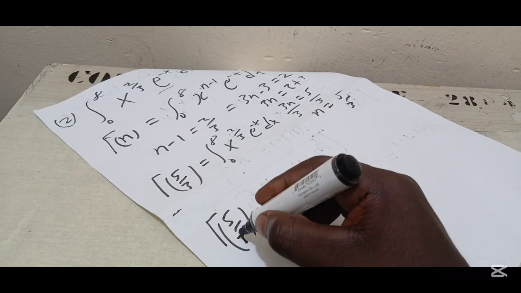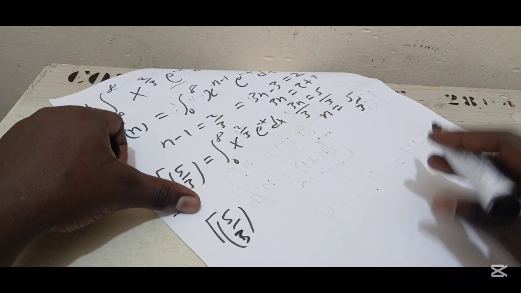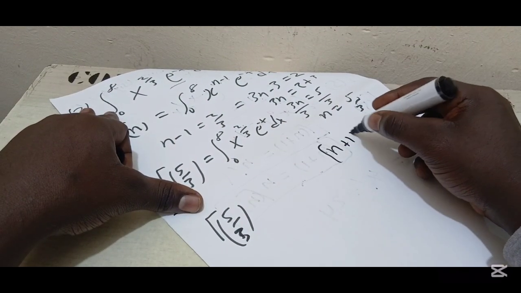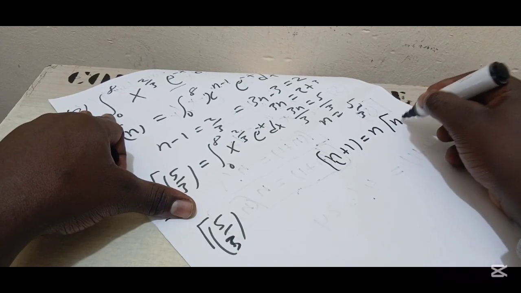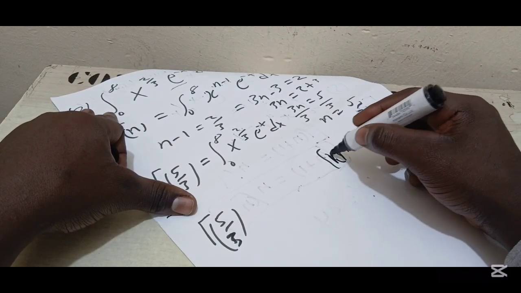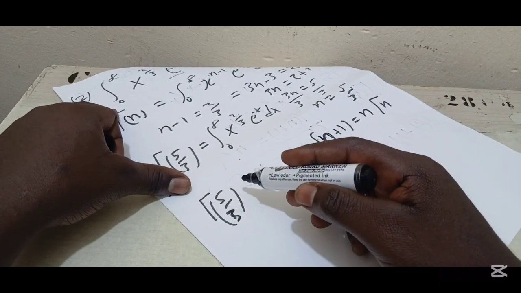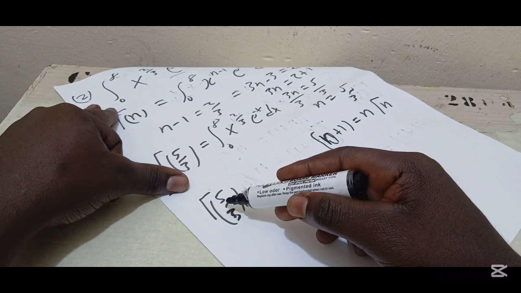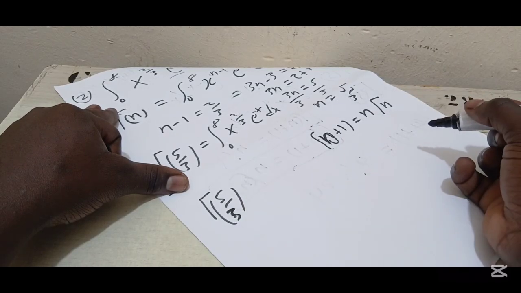This is a fraction, right? And it will be better if we use this formula: gamma n plus 1 equal n gamma n. This one is mostly used for fractions. So we have to find a way of making this expression in a form 1 plus something to give us 5 on 3.